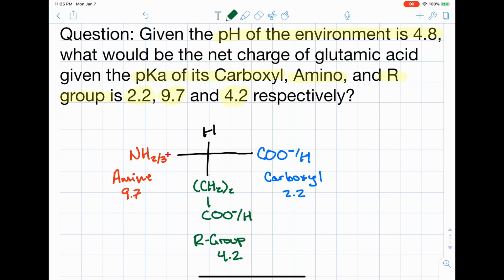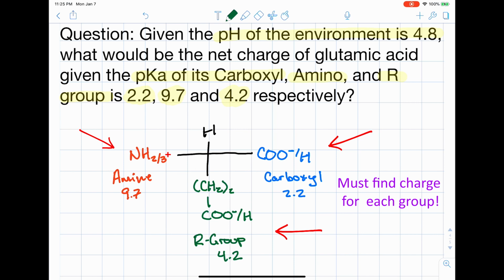So finding the net charge of an amino acid requires you to simply add up all the charges on each ionizable group, which in this case is just the amino, carboxyl, and glutamic acid R group. The key step is being able to deduce the charges that belong to each group. For me, I always use this trick to find charges.